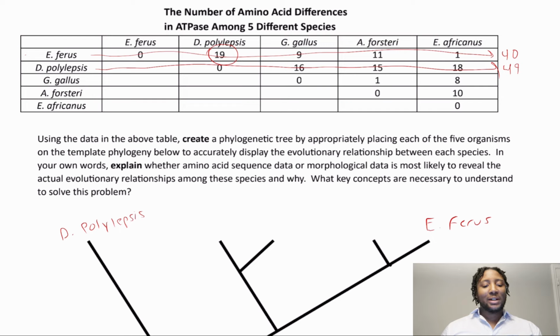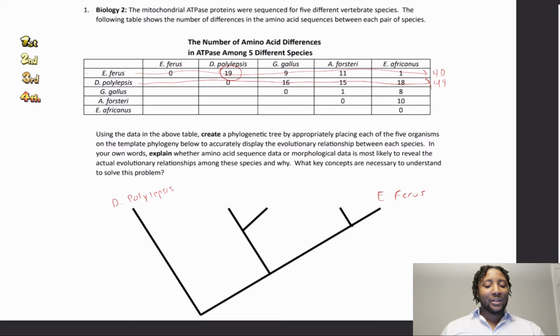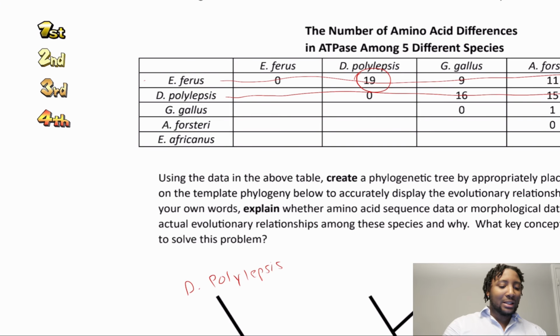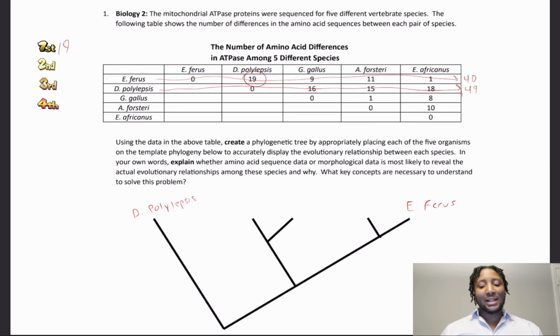So we already agreed that D. polylepsis and E. ferris have the most amino acid differences at 19. So now what we're going to do is fill our series. We said first place is the 19 amino acid differences. Now second place we can see will be this 18 number. That's what's catching my eye. At first it was the 19, now I'm jumping to the next number that catches my eye, the whopping 18 amino acid differences, and this is between Africanus and Dehydration.